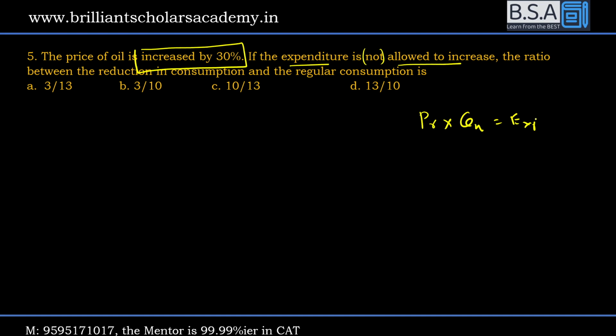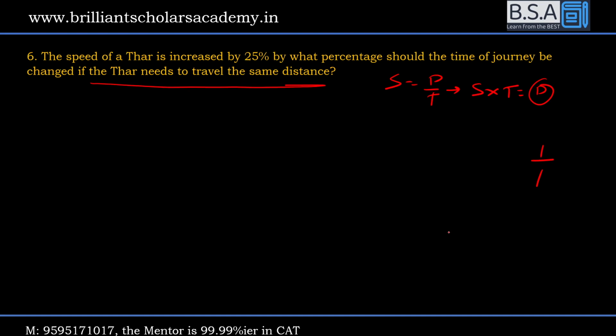Come back to the last line. What do you want the Thar to do to travel the same distance? So distance does not change. Distance is 1 by 1. What have you done to the speed of Thar? Increase by 25%. Can I say 25% increase can be achieved with 5 by 4? What should happen with time to manage this?